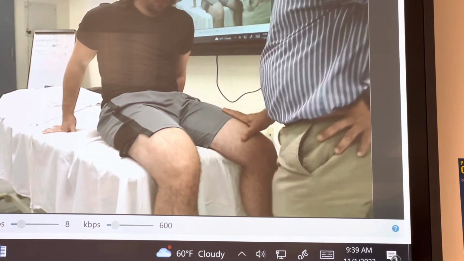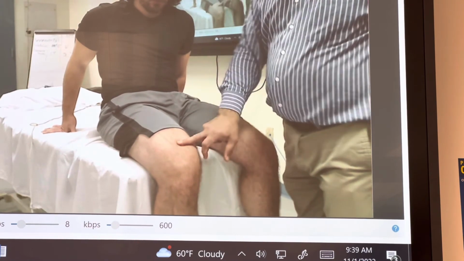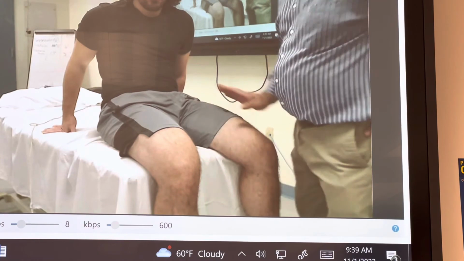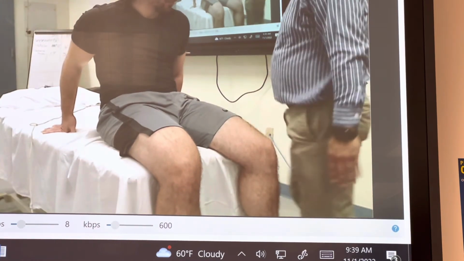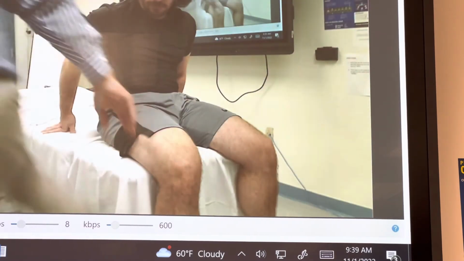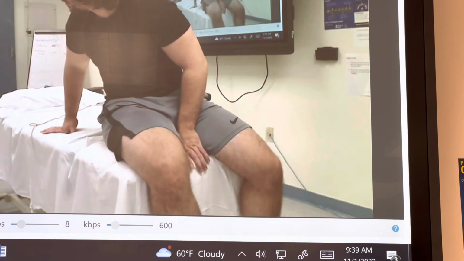So that would be the two techniques to address the tibiofemoral complex. So let's look at the anterior fibular dysfunction and the posterior fibular dysfunction.